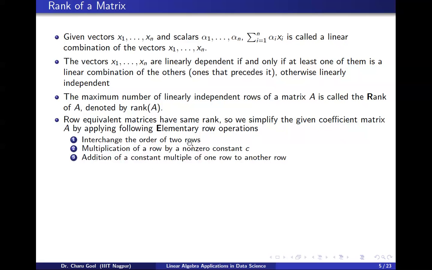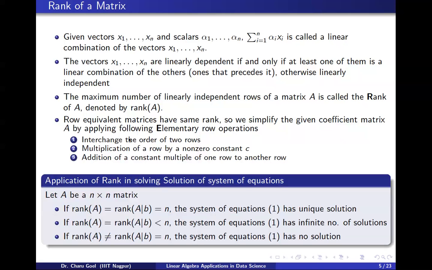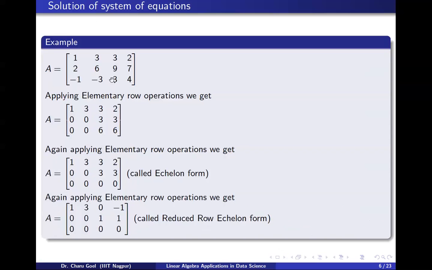Okay, so let's say I have the equations x plus y equal to 2 and x plus 3y equal to 3. So it doesn't matter if I interchange them. Let me go to an example. In this example, if I interchange the first 2 rows, what is this corresponding to? This is the augmented matrix: x plus 3y plus 3z equal to 2. Second is 2x plus 6y plus 9z equal to 7.